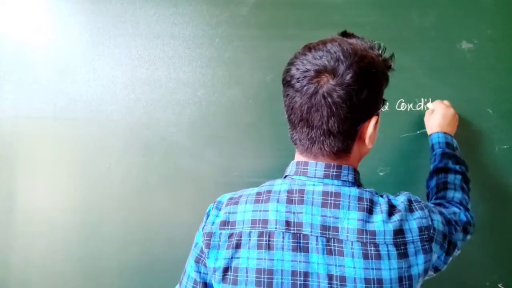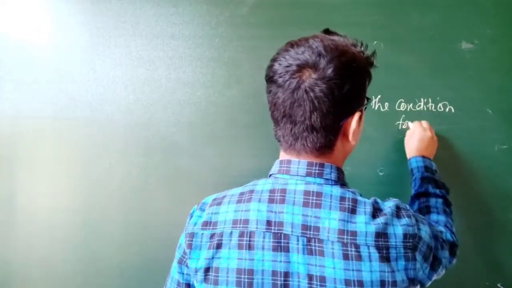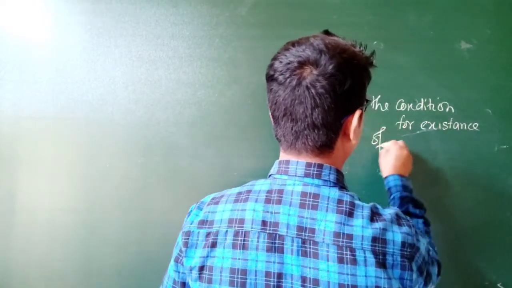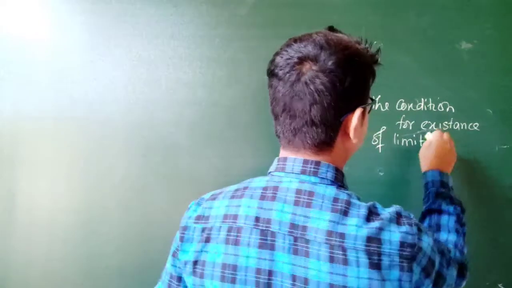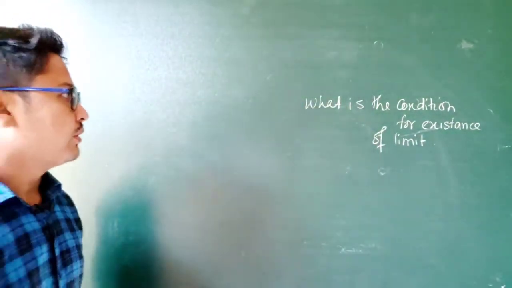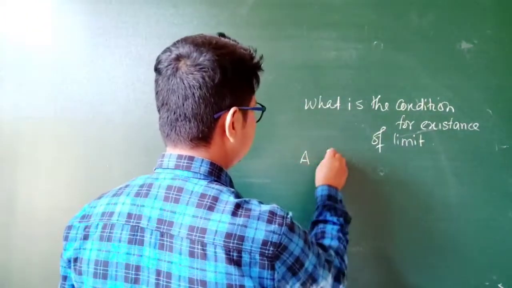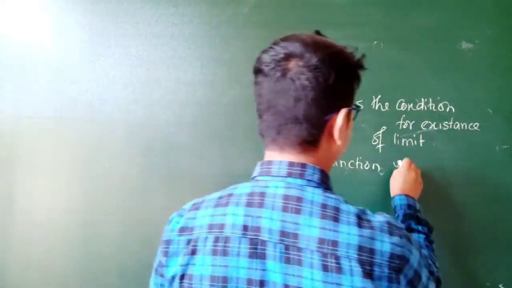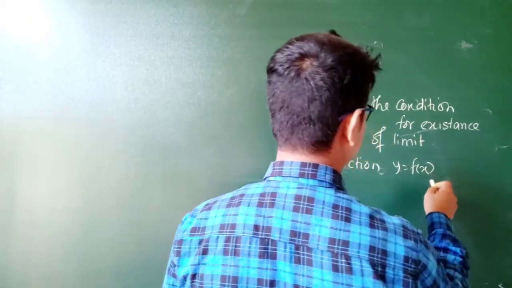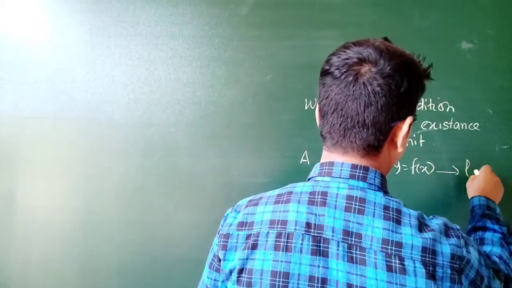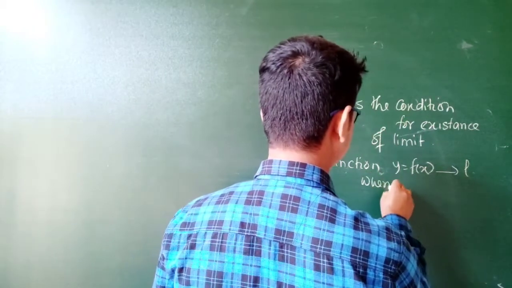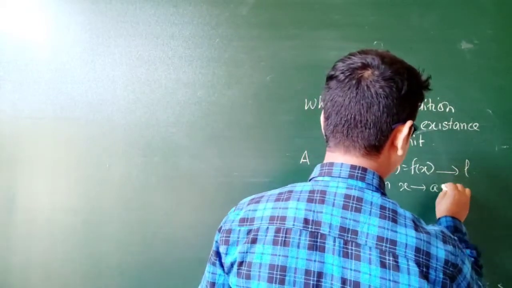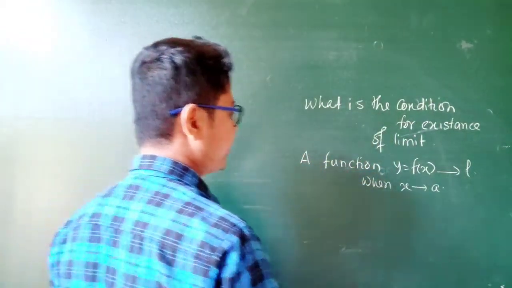So what is the condition for existence of limit? In the previous class we have learned that a function y equal to f(x) tends to a certain limit L when x tends to a number a, an arbitrary number a.